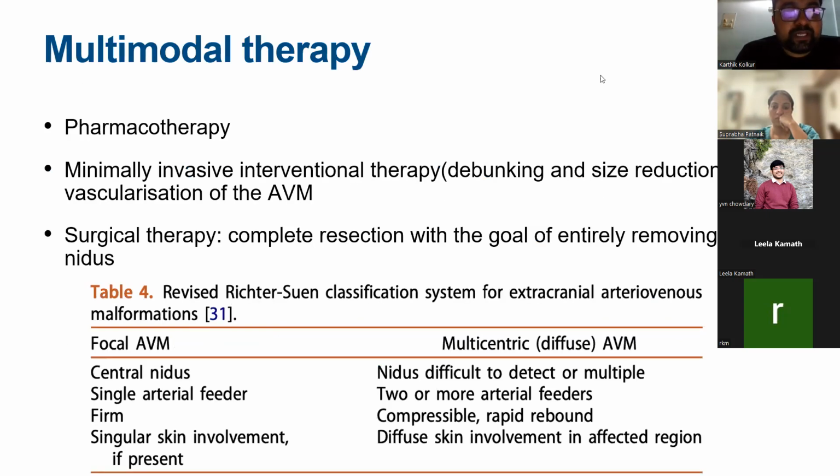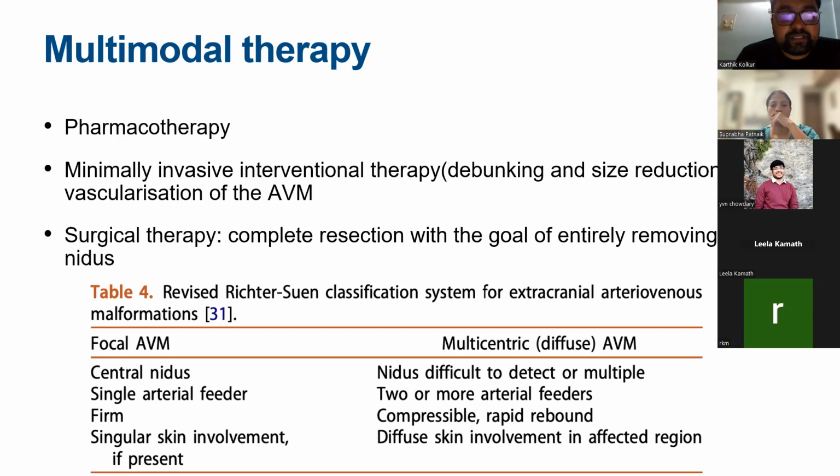So AV malformation basically needs a multidisciplinary approach. A team of neonatologists, vascular surgeons, interventional radiologists, and plastic surgeons are all involved in the treatment. It is a multimodal therapy which includes pharmacotherapy, minimally invasive interventional therapy, which mainly includes debulking as well as size reduction of the vascularization of the AV malformation. And lastly, the surgical therapy, which is the most definitive, where we go ahead with a complete resection with the goal of entirely removing the nidus.